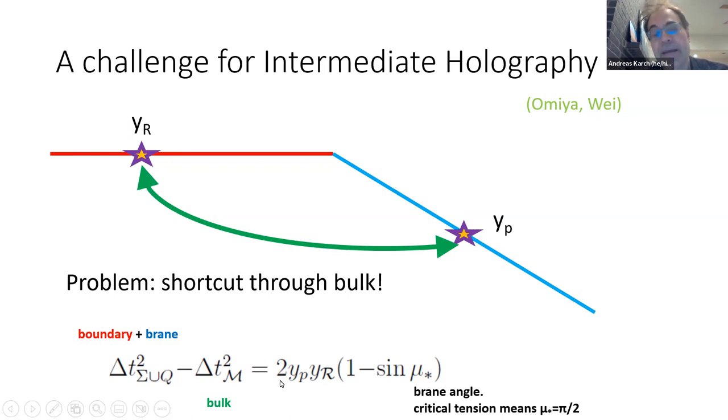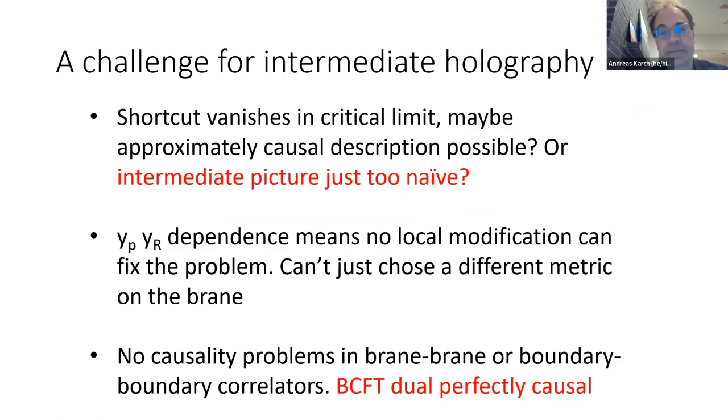The important thing is this time difference does in fact go to zero if you go near the critical tension. In this choice of coordinates, the critical tension would correspond to the angle going to zero. So in the critical limit, the shortcut vanishes. So maybe one can rescue Neuenfeld's prescription. I don't think this has been made precise, because both his effects and the shortcut are leading order in epsilon. One would want to see whether one can cook up a dictionary where one can avoid causality violation, maybe up to the next leading order.